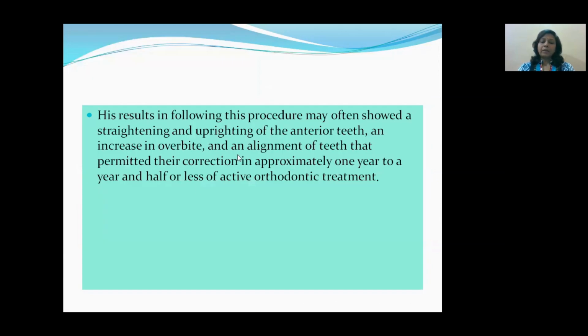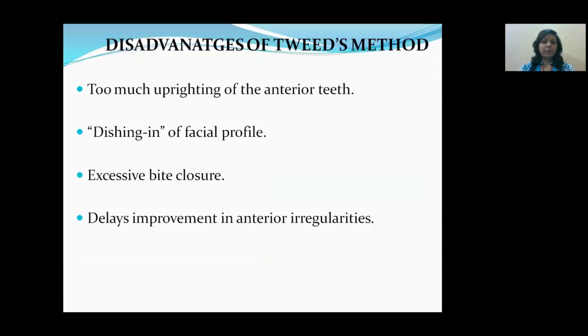Following Tweed's method of serial extraction, there is often a straightening and uprighting of the anterior teeth, an increase in overbite, and an alignment of teeth that permitted their correction in approximately 1 year to a year and a half or less of active orthodontic treatment. The disadvantages of the Tweed method include too much uprighting of the anterior teeth, dishing in of the facial profile, excessive bite closure, and a delay in the improvement of anterior irregularities.